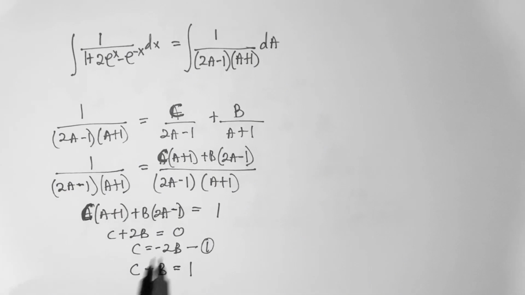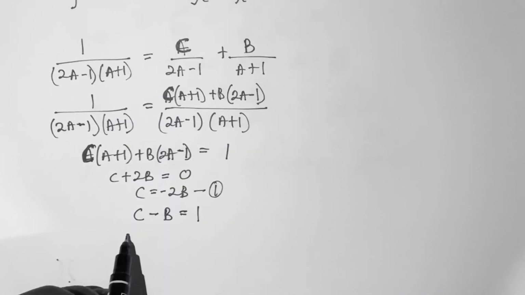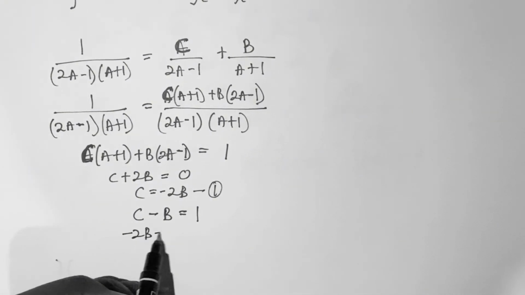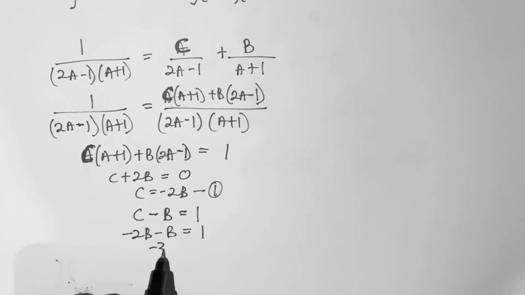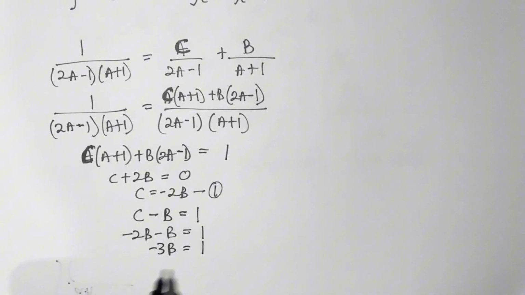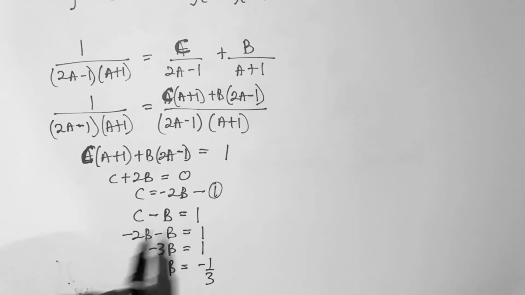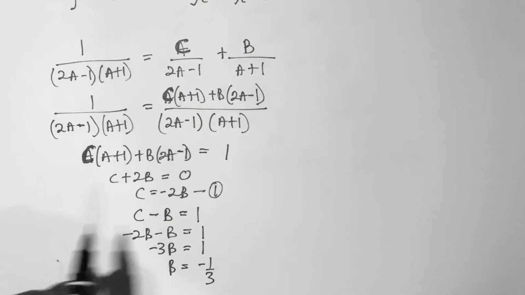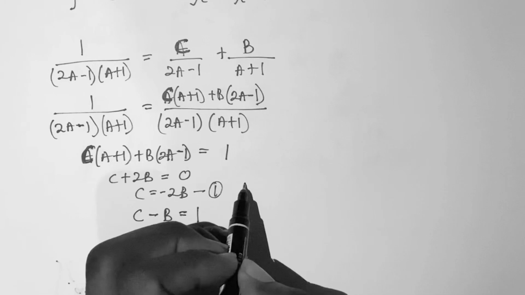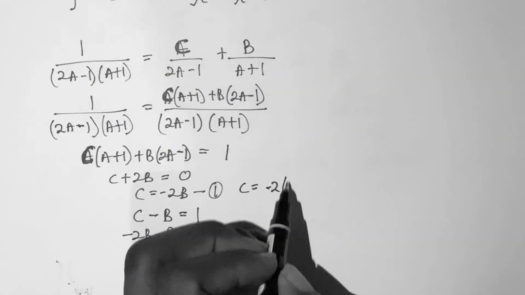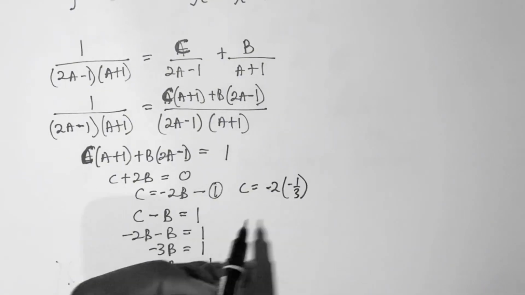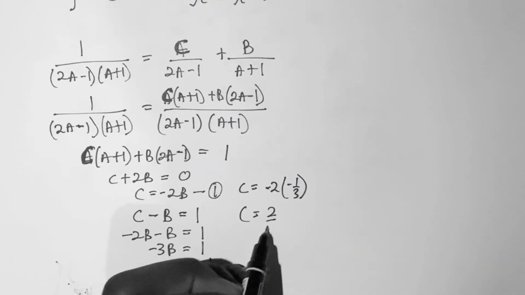But we know that c is equal to minus 2b. So we have minus 2b minus b is equal to 1. So minus 3b is equal to 1, and therefore b is equal to minus 1 over 3. Apart from this, we know that c is equal to minus 2b. So c becomes minus 2 times b. b is minus 1 over 3, and therefore c is equal to 2 over 3.